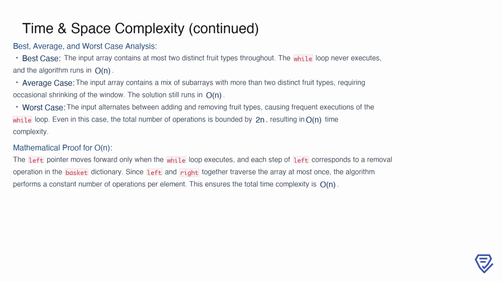Despite this, the left and right pointers together traverse the array at most once, and the total number of operations remains bounded by 2n. This ensures that the algorithm still runs in O(n). To mathematically confirm this, note that the movement of the left pointer in the while loop corresponds directly to removal operations from the basket dictionary. Since the left and right pointers each traverse the array only once, the total number of operations is proportional to n, guaranteeing an O(n) time complexity in all cases.